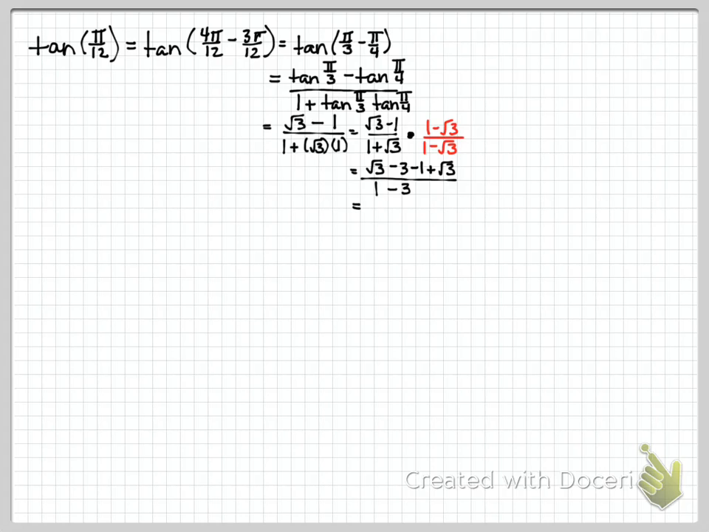So that's going to give me negative 4 plus 2 square root of 3 all over negative 2, and that's just going to simplify to be 2 minus the square root of 3. Okay? And that's our tangent. That's number 4. Let's move on to example 5.